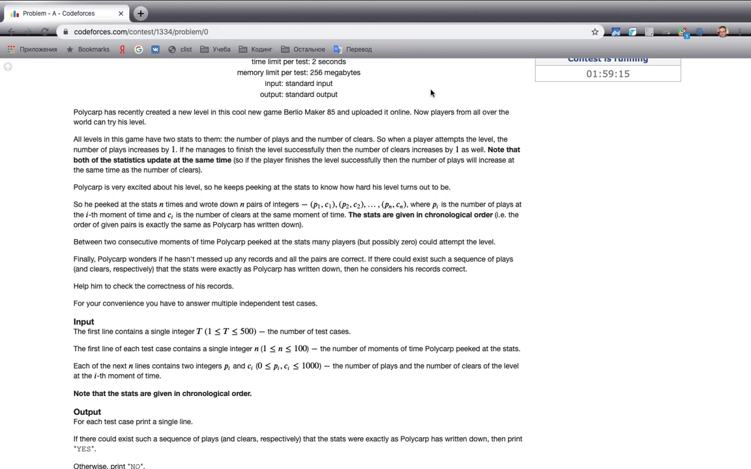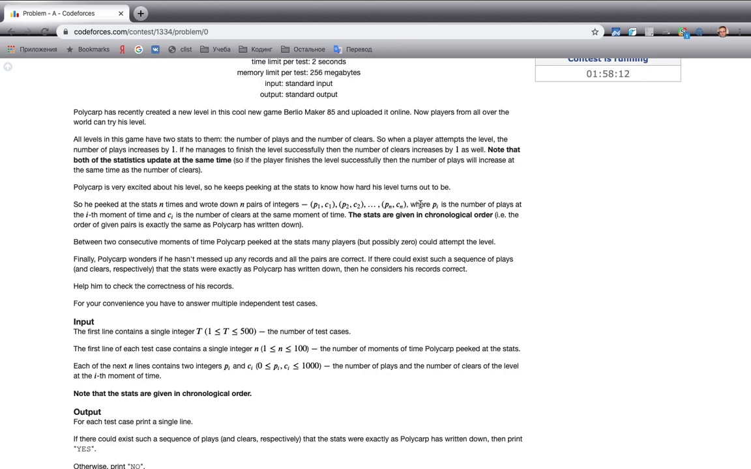This is too long for problem A. Okay, this is confusing. So we have some sequence of data.